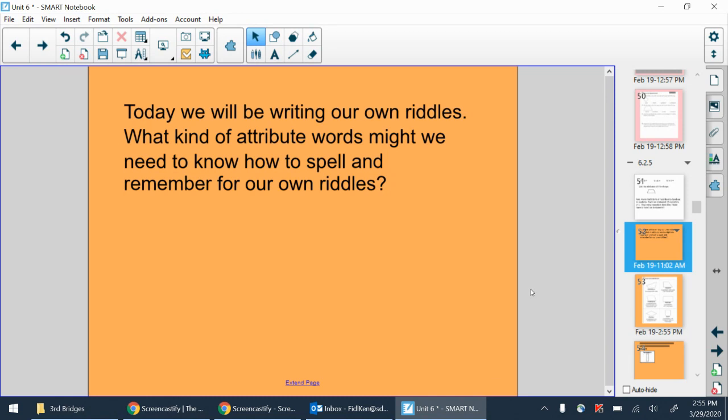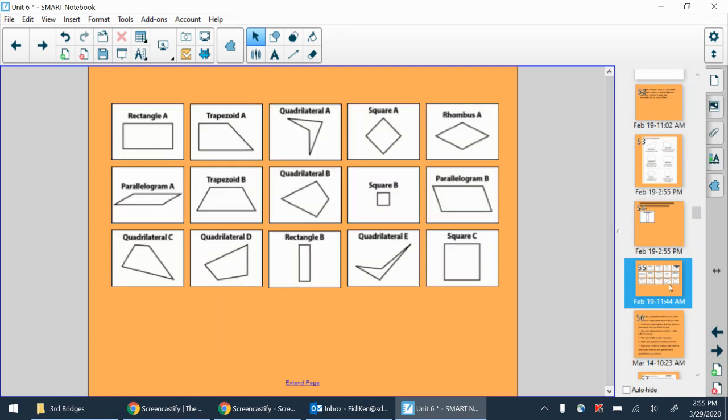So before we get started, I want to quickly review some of the vocabulary of the different attributes that we have learned so far this year that you might want to keep in mind. Because what you're going to be doing, I'll just give you a little preview, is you are going to be using one of these quadrilaterals that we were using yesterday, and you're going to be choosing one, and you are going to be creating some hints to try to get your teachers to guess which quadrilateral you are focusing on.